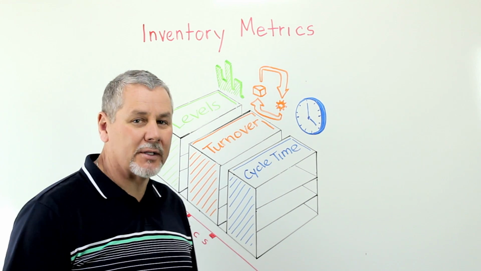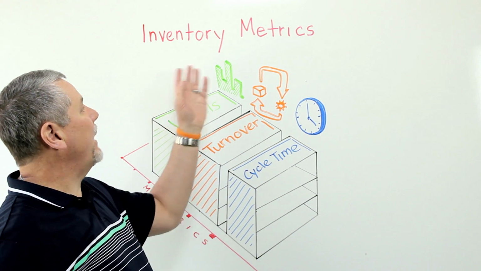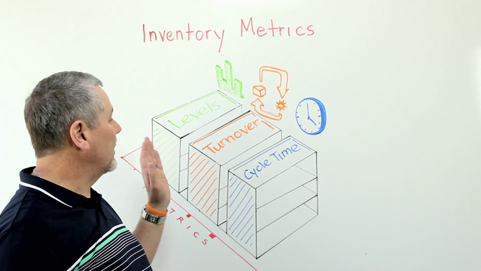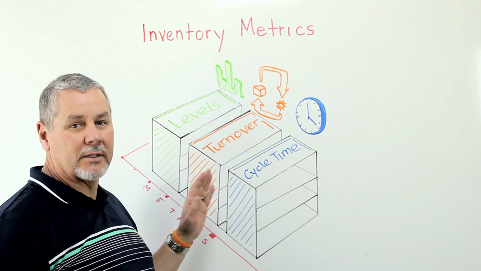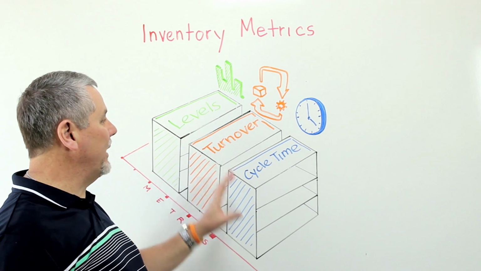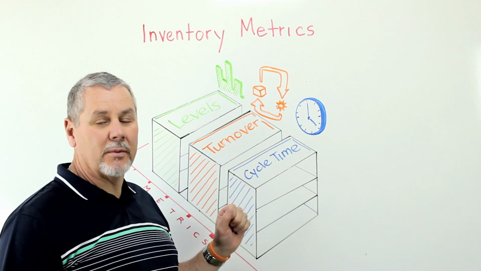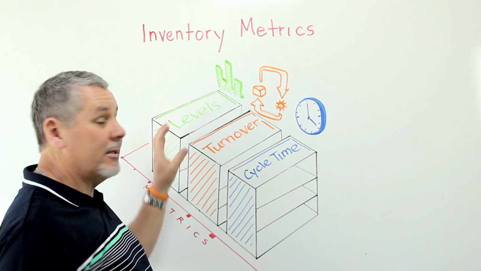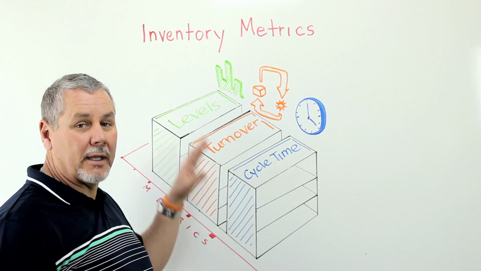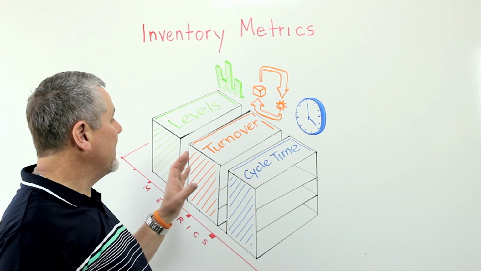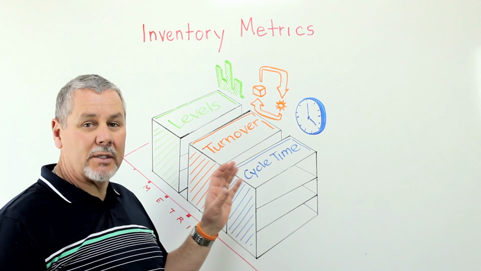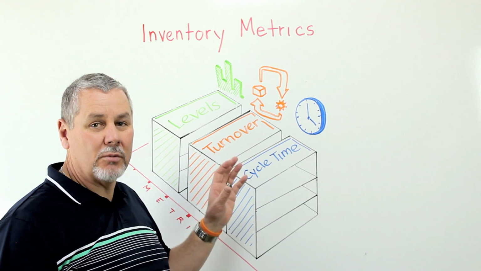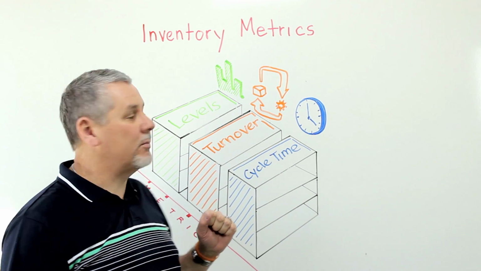Today we're going to simplify our discussion and talk about some basic inventory metrics. The three that we want to talk about today are levels, turnover, and cycle time. So let me give you a brief discussion about these so that we understand what we're talking about. Understand one thing: these can be done in a manual process or in an automated process. But regardless, if you have a business where you've got inventory, these are basic metrics that you should be doing to make sure that your business is running smoothly.